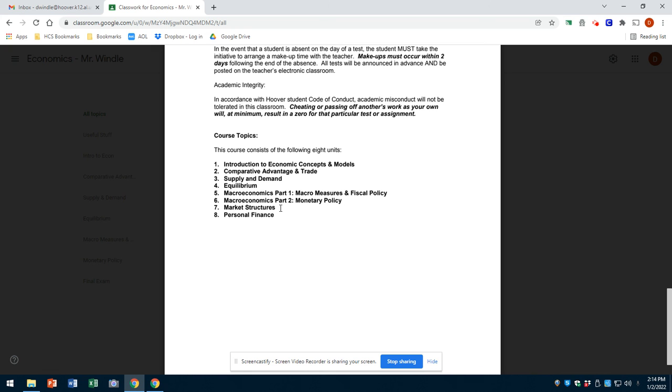Then we'll talk about market structures. That's things like monopolies, oligopolies, things like that. And then finally, all of these standards are in the state standards for economics. Personal finance is not, but I think every good econ teacher believes in teaching some personal finance.